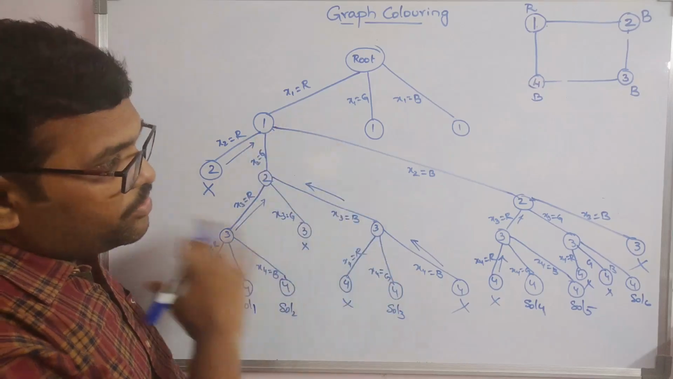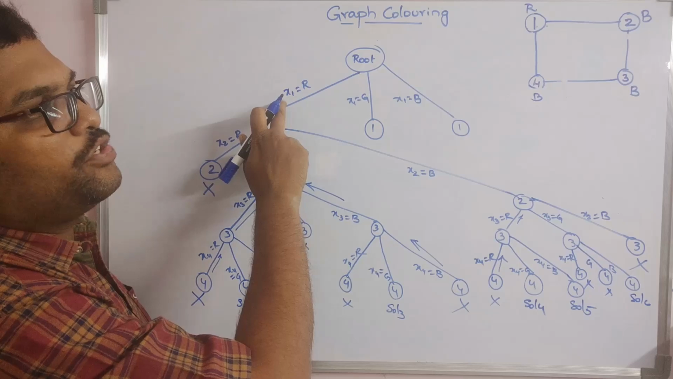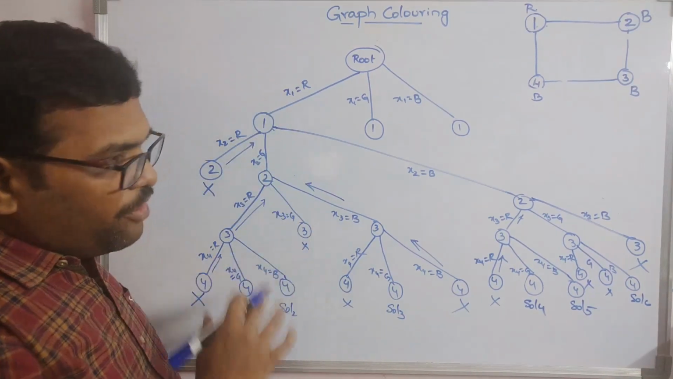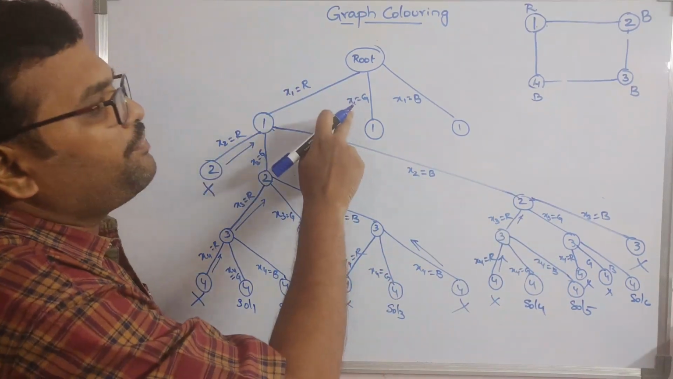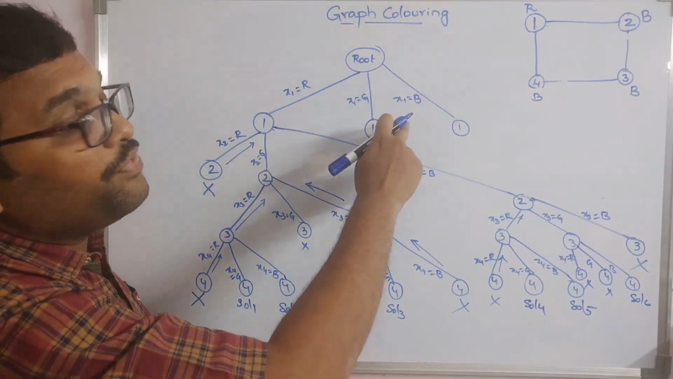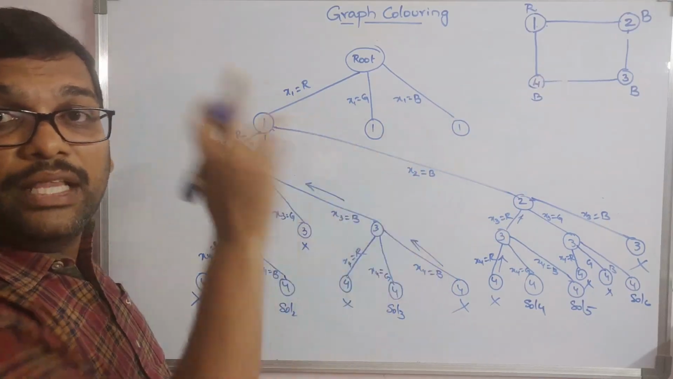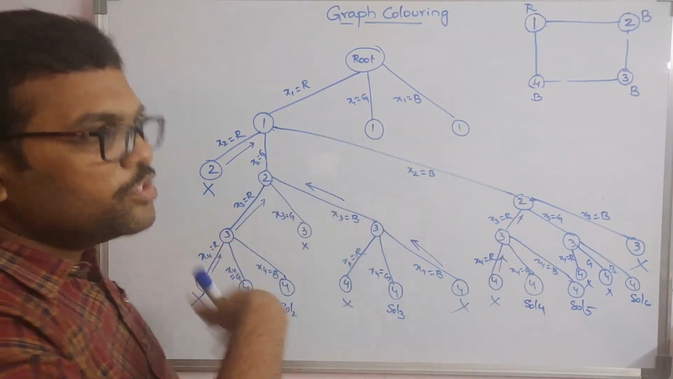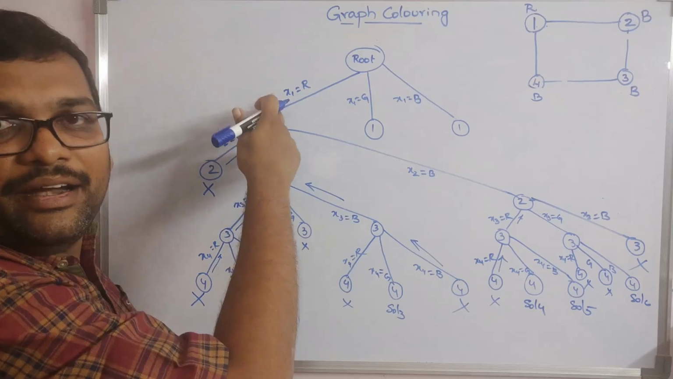Okay, all these possibilities have been fixed when the first node is filled with R. So we have to repeat the same process and find out all the solutions if the first node is filled with green, and similarly the next possibility if the first node is filled with blue. So there are three possibilities. The first node can be filled with either red or green or blue. So all these things we have done so far is if the first node is filled with red, right?